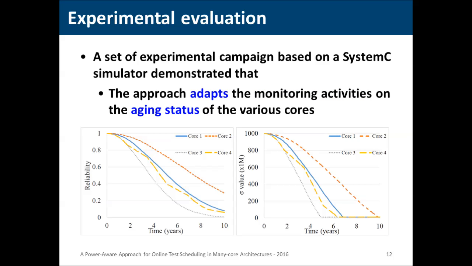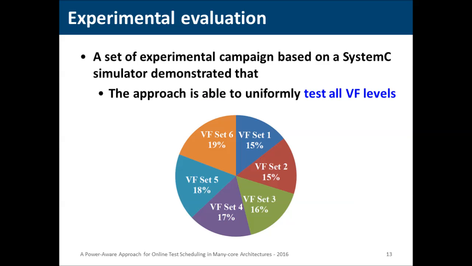Moreover, the approach is able to adapt the monitoring mechanism on each core according to the estimated aging of the core itself, thus avoiding unnecessary overtesting that would only cause a performance degradation. And finally, the test scheduler is able to accurately exploit the available power budget to run tests at all voltage frequency levels with a uniform distribution.